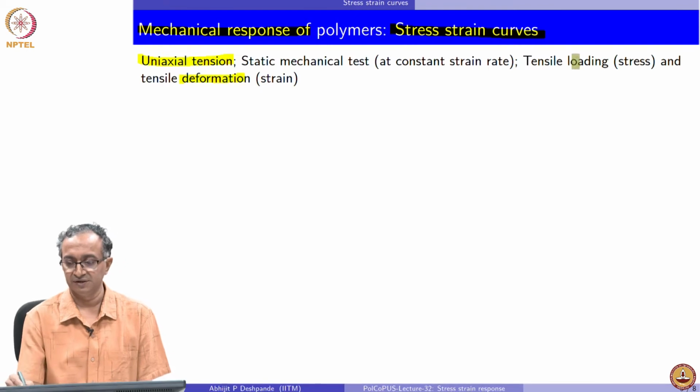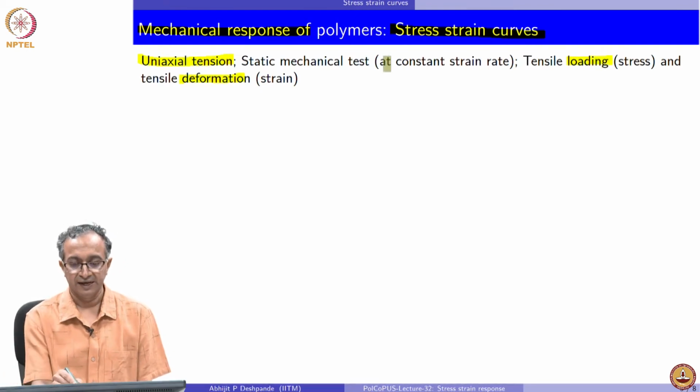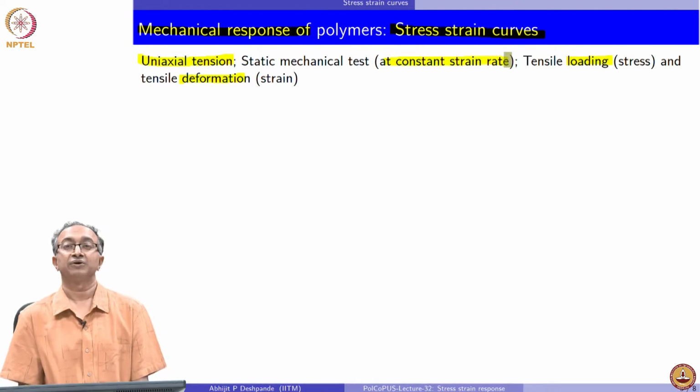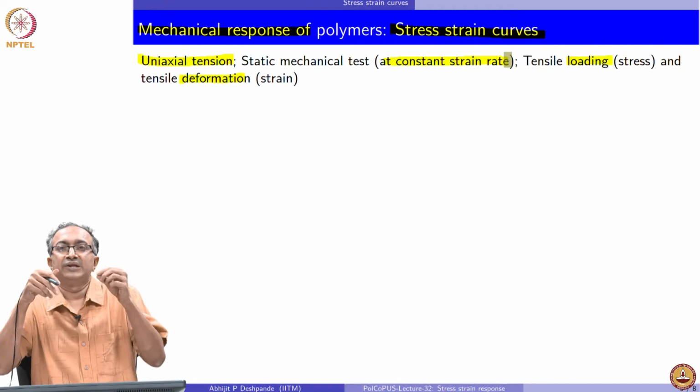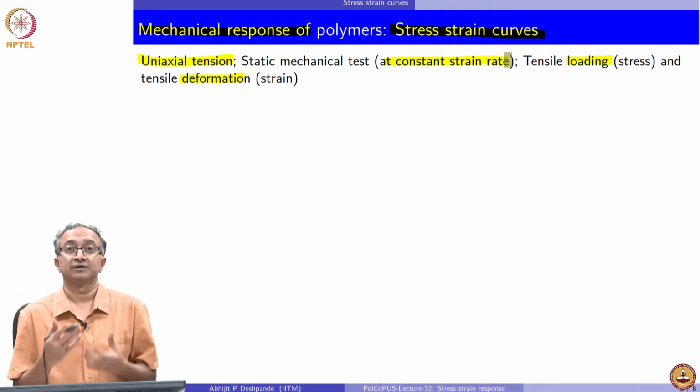So, deformation and loading is being imposed on the material, and generally these experiments or this characterization is done at a constant strain rate. So, the rate of pulling is constant. Sometimes these experiments, depending on the capability and the material, can be done at constant load conditions also.